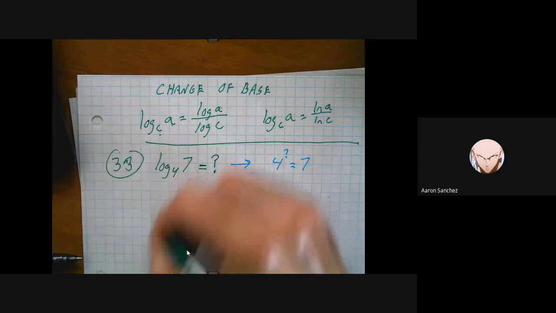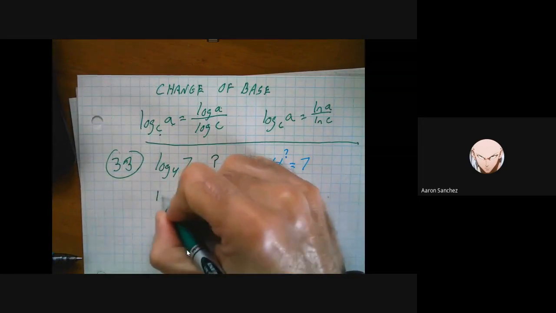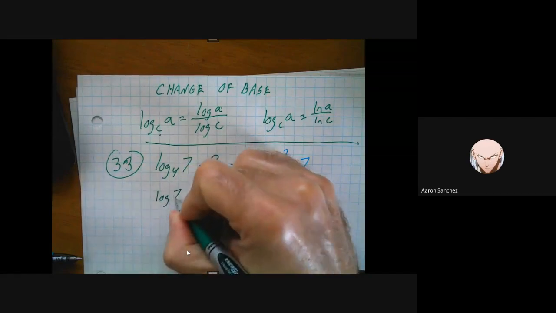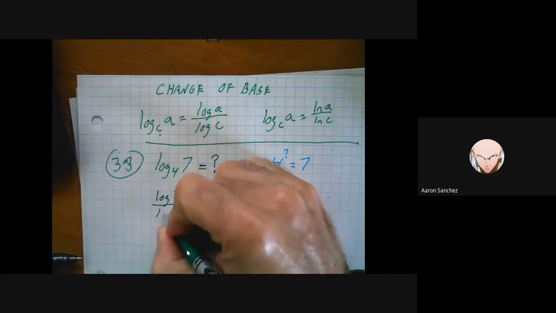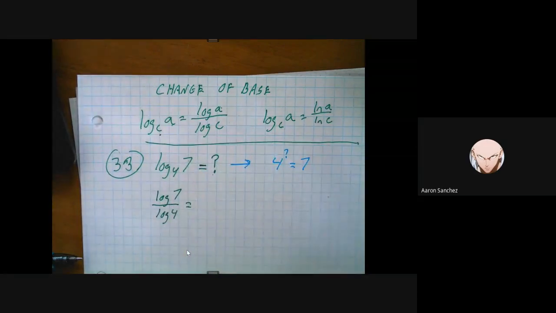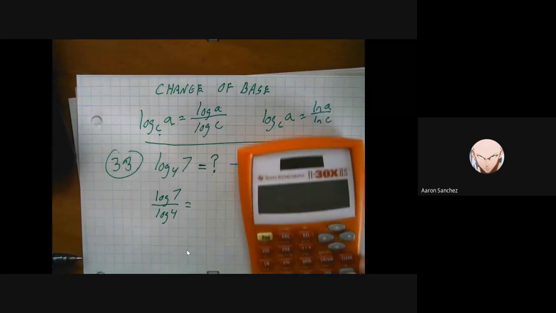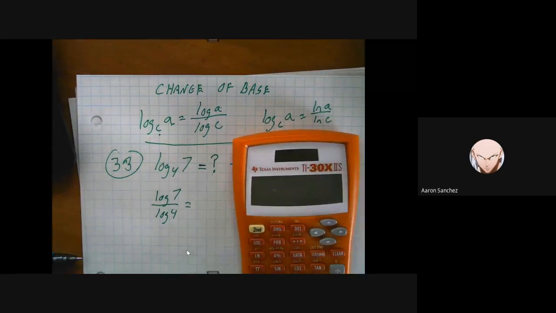So that's going to equal, here it goes, ready to change a base. To solve this, you just write log 7 over log 4. Boom. That's all you got to do. That's log base 10. Then you take your trusty dusty calculator. I'll pause so you can think about what I just did there.